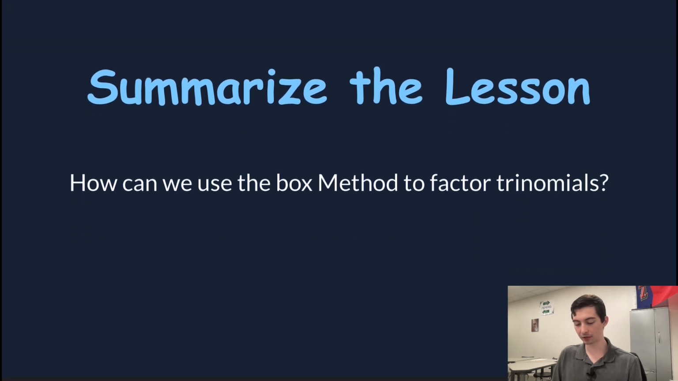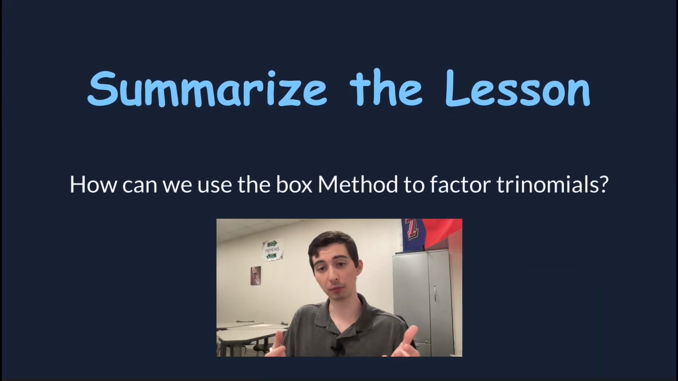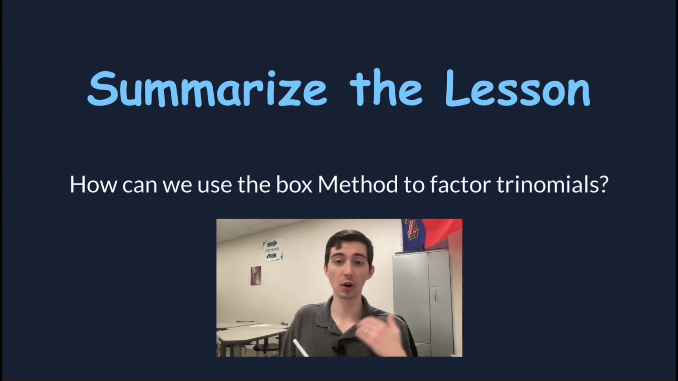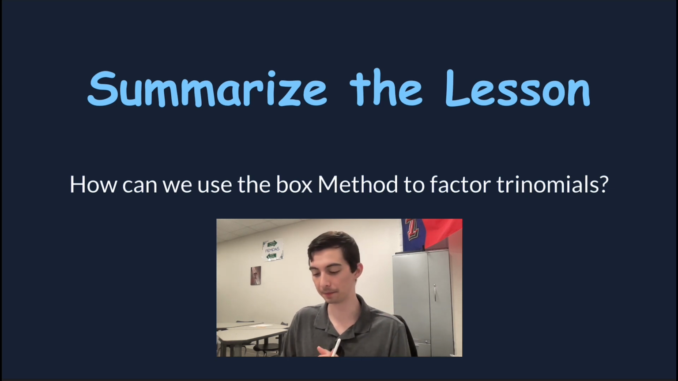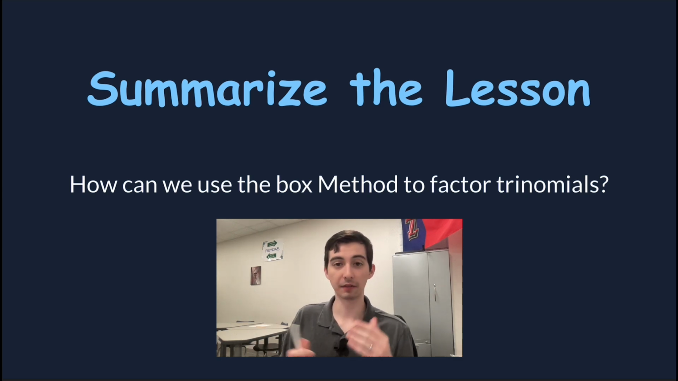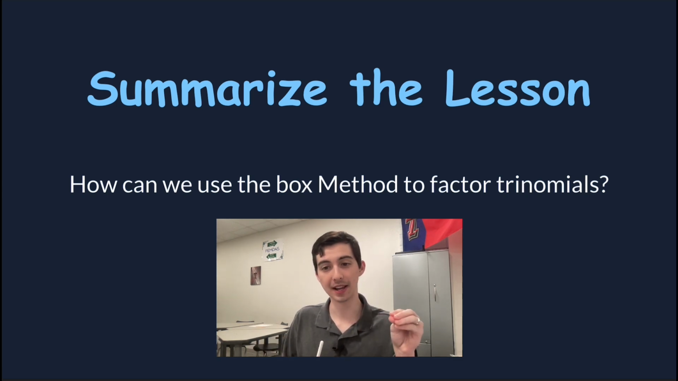So to summarize, we can use the box method to multiply binomials or to factor trinomials. We put our a in our first term, in our first box, and c in our last one. And then we just need to find two key numbers that multiply to a times c and add to b. Once we get that, we find the GCF horizontally and put our remainders on top. And the top and the side will give us our factors.